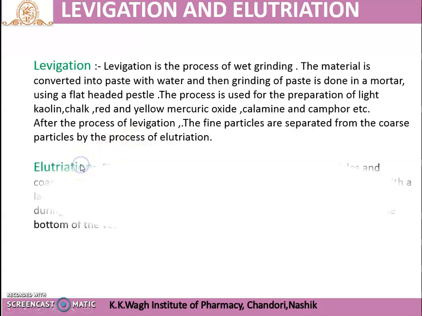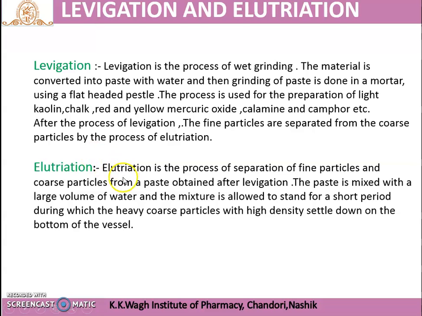Then the next one is elutriation. The paste which we made in levigation can be separated out in the elutriation process. Elutriation is the process of separation of fine particles and coarse particles from the paste obtained after levigation. The paste is mixed with a large volume of water, and the mixture is allowed to stand for a short period, during which the heavy coarse particles with high density settle down at the bottom of the vessel.